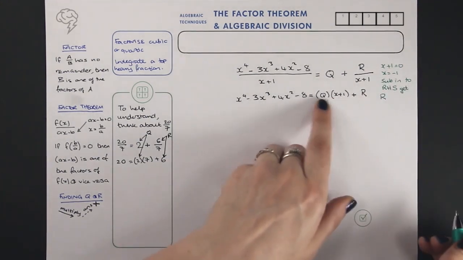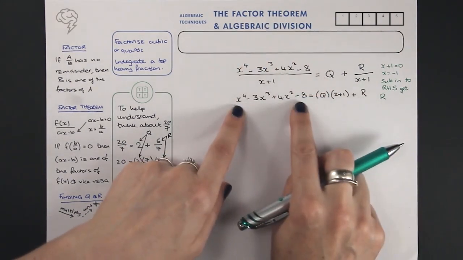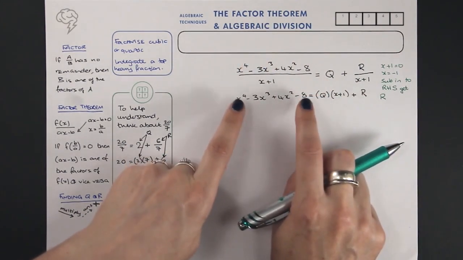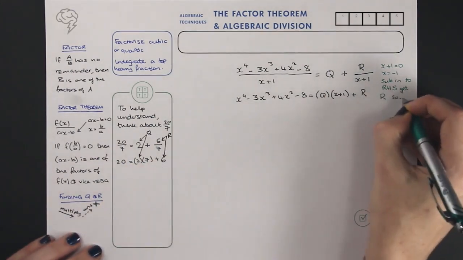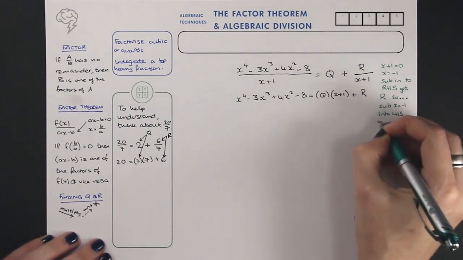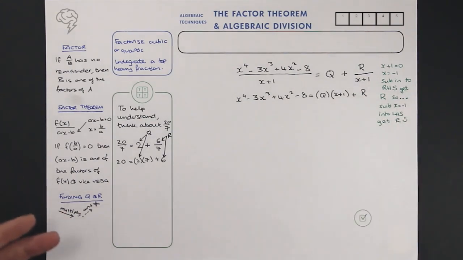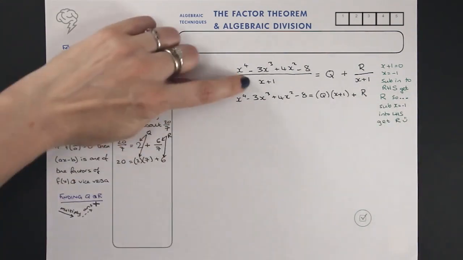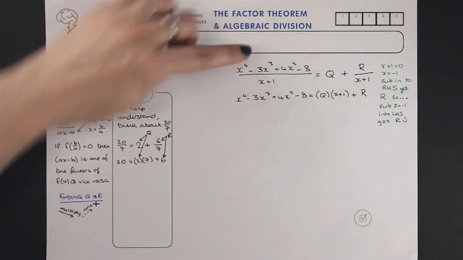Okay, so if I make that 0, sub it into the right hand side, obviously I get 0. But this is the same as this. So that means that if I sub minus 1 into this, I will get r. Sub it into the left hand side, get r. Okay. So this is a really, really simple way of finding the remainder. You just say, well, what would make this 0? That bottom bit, and you put it in the top.